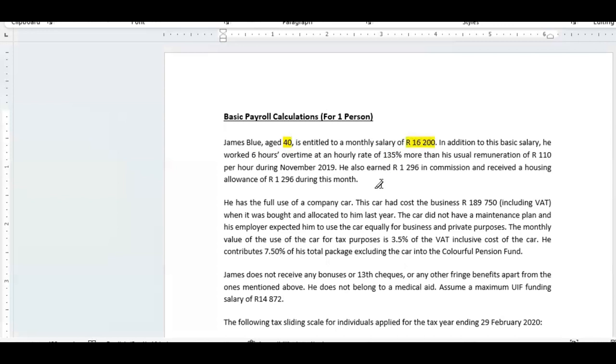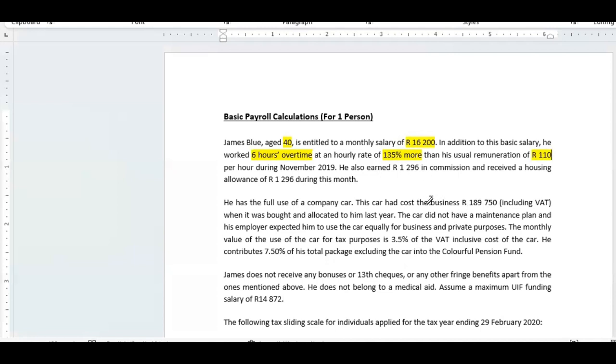Second sentence says, in addition to this basic salary, he worked 6 hours overtime at an hourly rate of 135% more than his usual remuneration of 110 per hour during November 2019. Okay, so what do we see here? We see he worked 6 hours overtime at an hourly rate of 135% more than his usual remuneration of 110 Rand per hour.